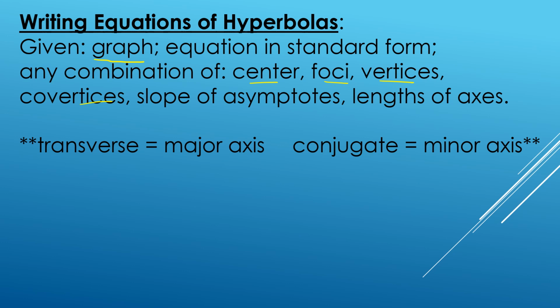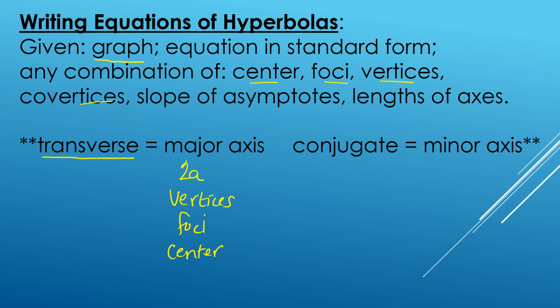You could just be given vertices and foci, and that will be enough in order for you to determine which axis states your direction. So your transverse axis is going to tell you the direction that your graph is open. And it's similar to the major axis where its entire length is 2 times a. And it will include the vertices, it will include the foci, and it will also include the center.